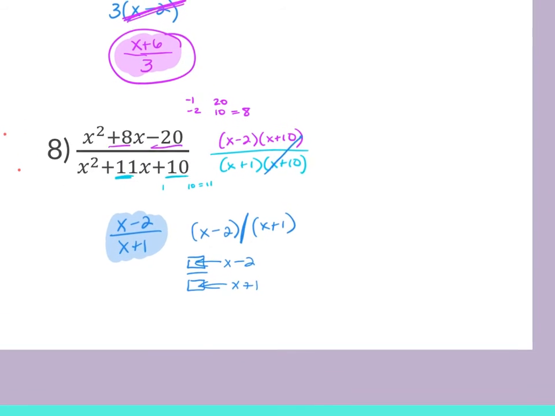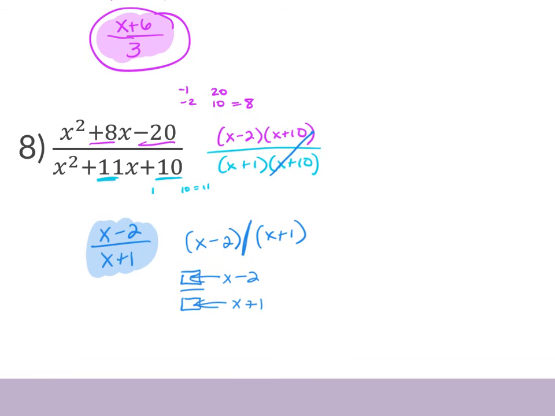Number 8, if I factor the numerator, I'm looking for the factors of negative 20 that sum to positive 8, which is negative 2 and positive 10. Factor that out, and I'd get x minus 2 and x plus 10. The denominator, I'm looking for factors of positive 10 that sum to positive 11, which are 1 and 10. And I get x plus 1 and x plus 10. Then the x plus 10's cancel, and I'm left with just x minus 2 over x plus 1.